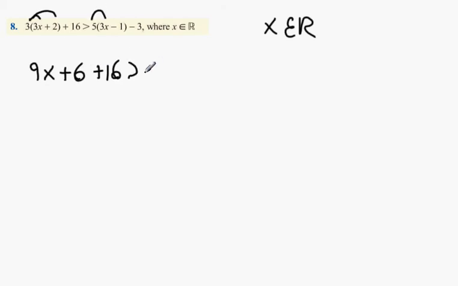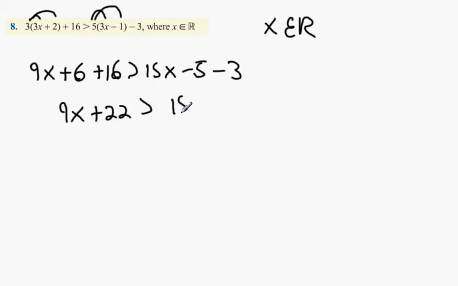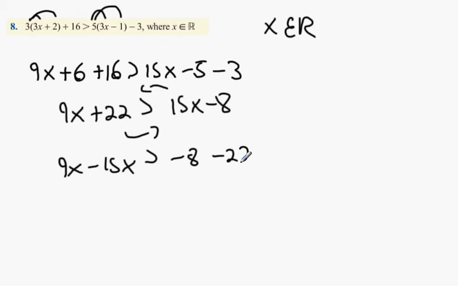So we're going to get 15x minus 5 minus 3. Okay. Next step is we need to tidy up first. 9x plus 22 is greater than 15x minus 8. Step after that is to bring the 15x over one side and the 22 over the other side. We're going to get 9x minus 15x is greater than minus 8 minus 22. Now finally, minus 6x is greater than minus 30.